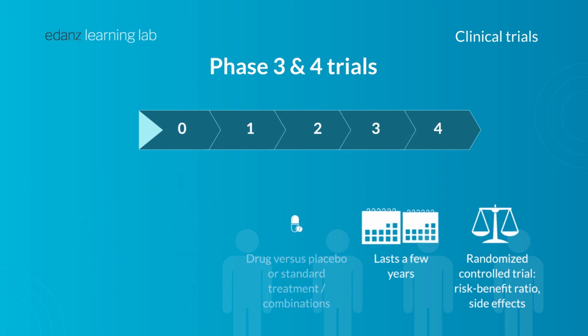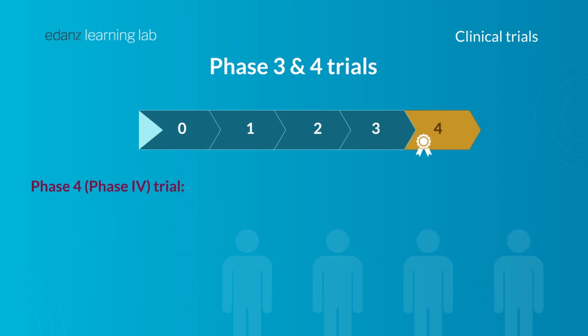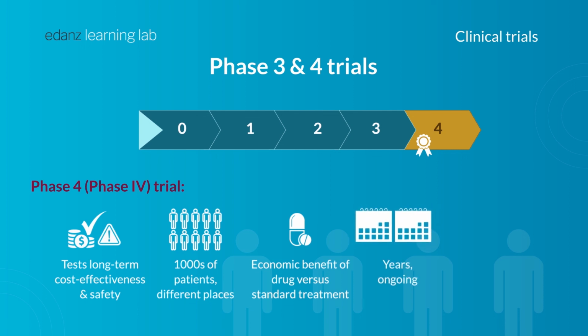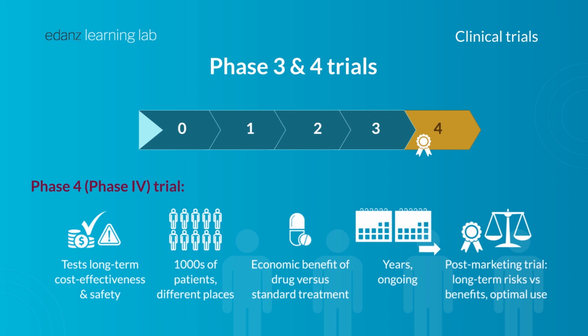After regulatory approval is granted, Phase 4 trials test longer-term cost-effectiveness and safety in thousands of patients in different places and possibly different countries. The objective is typically to study the economic benefit of the drug versus the standard treatment over a few years and beyond. These are post-marketing trials that study long-term risks and benefits and optimal drug administration.